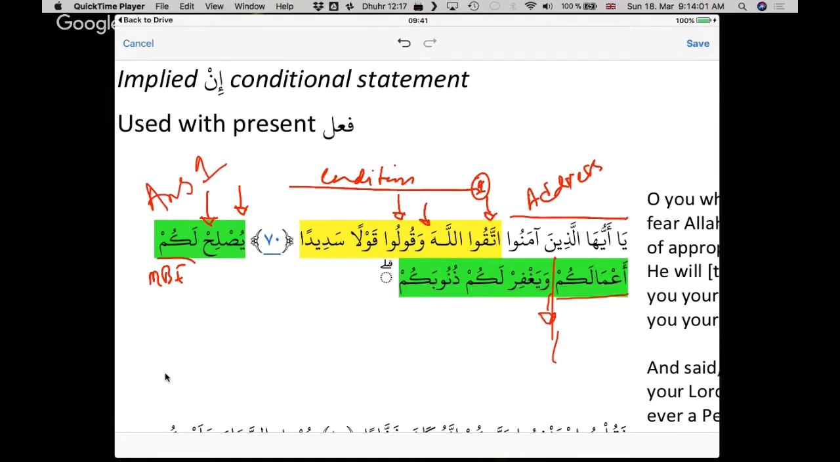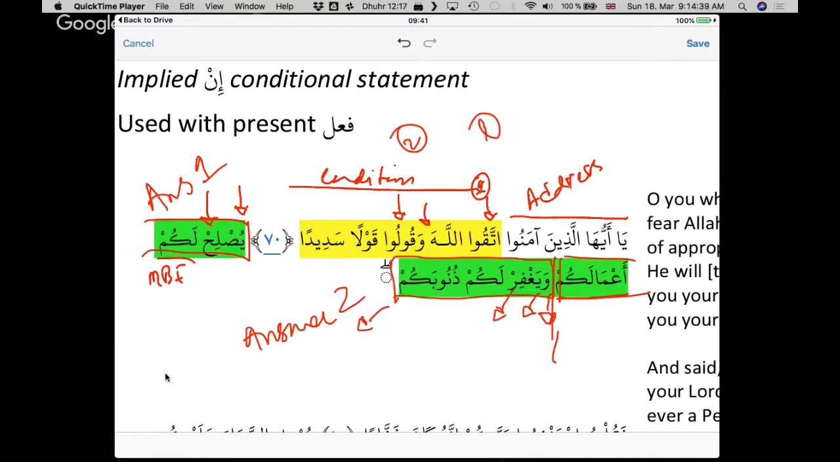Okay. Now you find wa yaghfir lakum. This is another fi'l which is starting with a ya and it's lightest. Same reasons. Why is it lightest? Because it's an answer or consequence to the command. Lakum zunubakum. This is entire jumla fi'liya in itself. This is one jumla fi'liya and this one is another jumla fi'liya. So this is answer two. So these are consequences. There are two consequences of these commands. There are two commands, ittaqu and qulu.